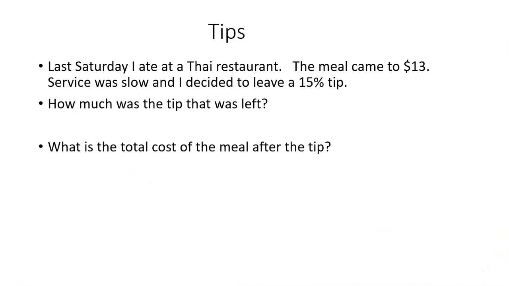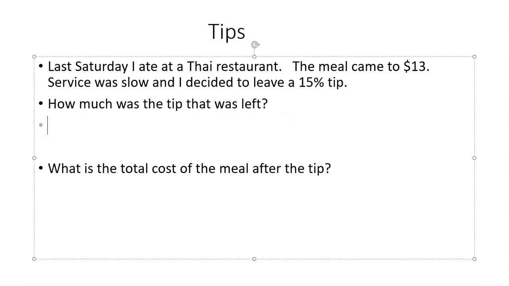Okay, moving right along. Last Saturday I ate at a Thai restaurant. The meal came to $13, but service was slow, and I left a 15% tip. How much was the tip that I left? Again, take that percent divided by 100, so 15 divided by 100 would be 0.15 as a decimal, times $13. 0.15 times $13 is $1.95. The total cost of the meal after the tip would be $13 plus $1.95, which is $14.95. And you could round that to $15, very common to round with tipping.